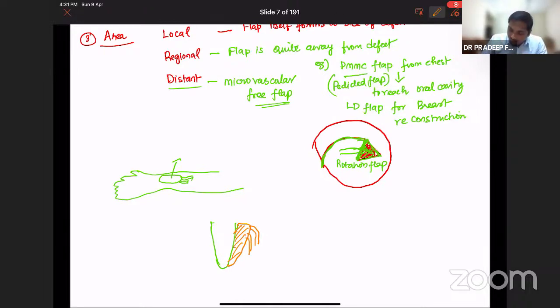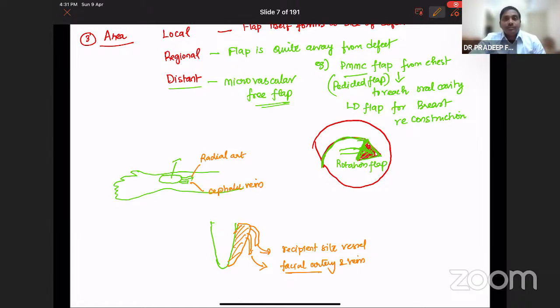These two vessels will be anastomosed to the recipient site vessels. The commonly used recipient site vessels are the facial artery and vein. This flap is based on a radial artery and a cephalic vein. The radial artery will be anastomosed to the facial artery, and the cephalic vein will be anastomosed to the facial vein. This is the way the microvascular free flap works.